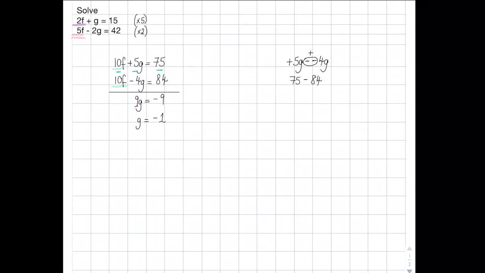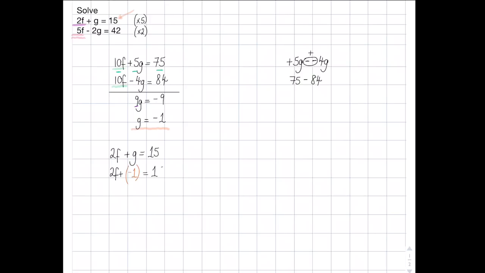And then I'll take my g and I will substitute it into the first equation. So I'll substitute it into this one over here. So I'll just write that whole thing out again. 2f add g equals 15. And instead of g, that's where I will write my -1. So -1 is going in the space of g, and everything else just gets filled in around it. Now the add and the minus just makes a minus because different signs give us a minus. So I've got 2f take away 1 equals 15.